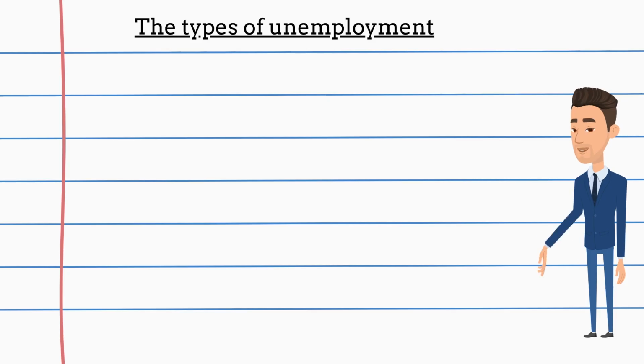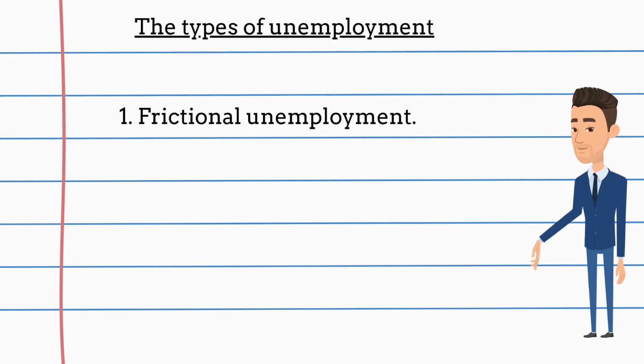There are also several types of unemployment, including frictional unemployment. This type of unemployment occurs when workers are in between jobs or searching for their first job. It is typically a short-term situation as individuals transition from one job to another.